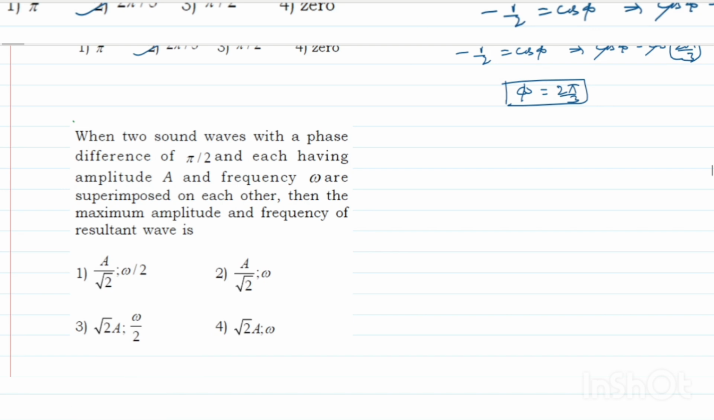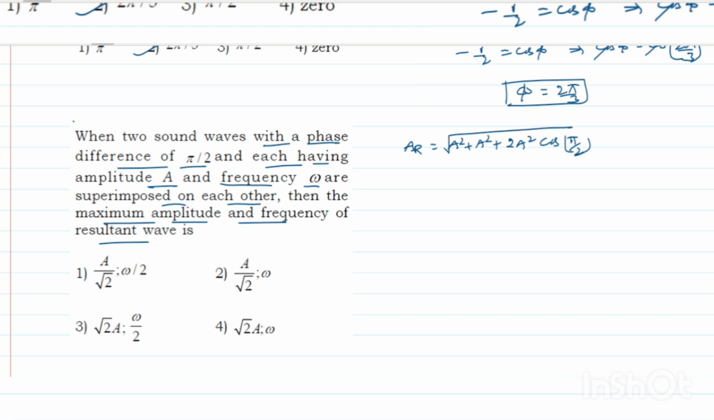Let us take the next question, students. When two sound waves with a phase difference of pi by 2, each having amplitude A and frequency omega, are superimposed on each other, then they are asking the maximum amplitude and frequency of the resultant wave. So here A resultant will be under root A square plus A square, as the same amplitude is given, plus 2A square into cos phi. So cos of the phase difference is cos pi by 2.